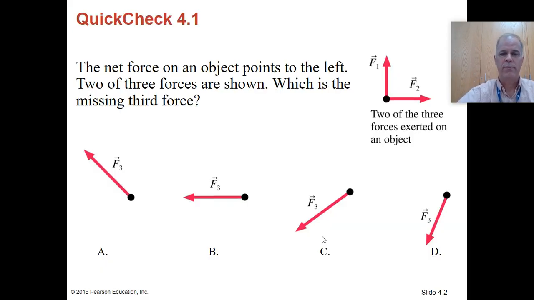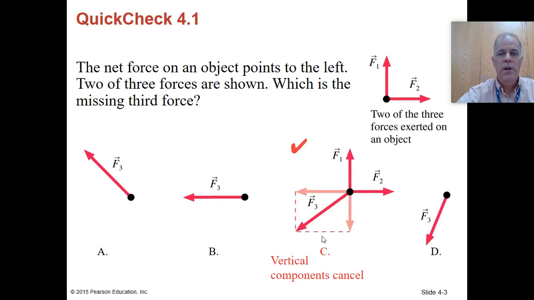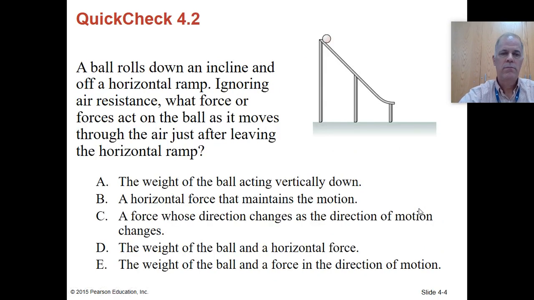Here's the first one. I'm going to reveal the answer right about now. What you can see here is that the vertical components cancel, but there's more to the left than there is in the force. So that means there's a net force to the left, which means it will be pointing to the left as it says in the question. Okay, here we go to the next one.